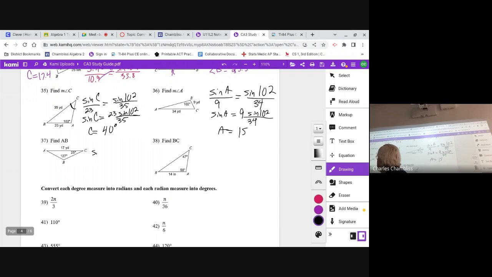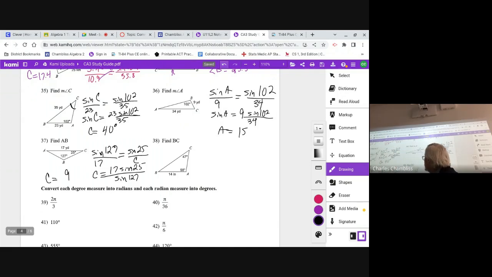So here I've got sine 127 over 17 equals sine 25 over AB, the segment that I need. So that means the segment AB, which is actually little c, let me call it little c. C equals, the 17 goes up top and the sine 127 goes on the bottom. Type that straight up in the calculator, you'll get 9.